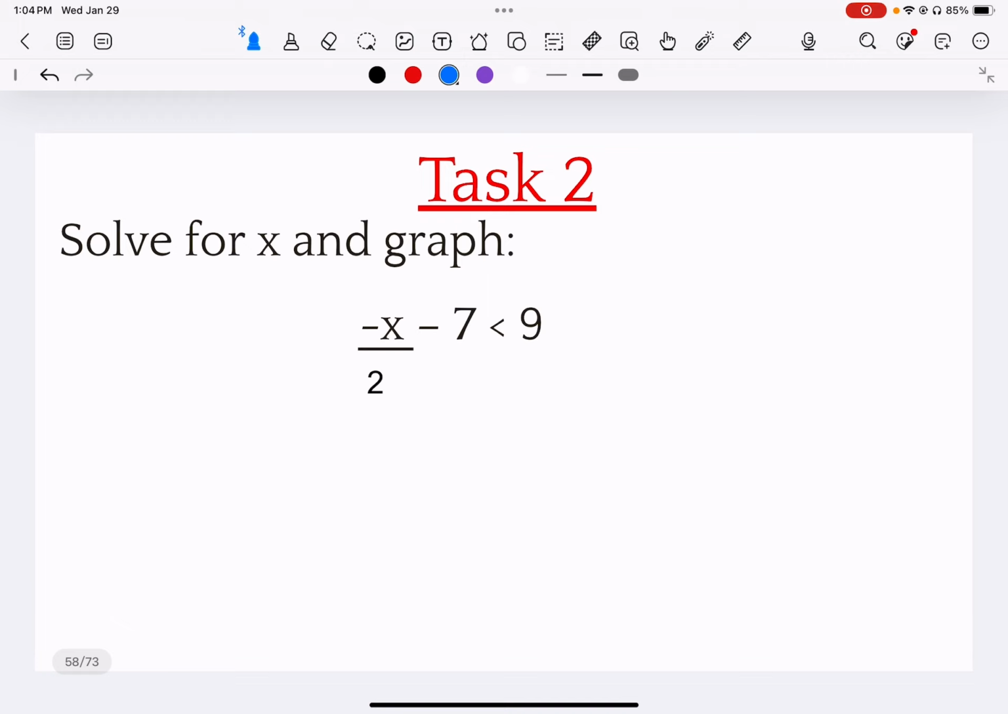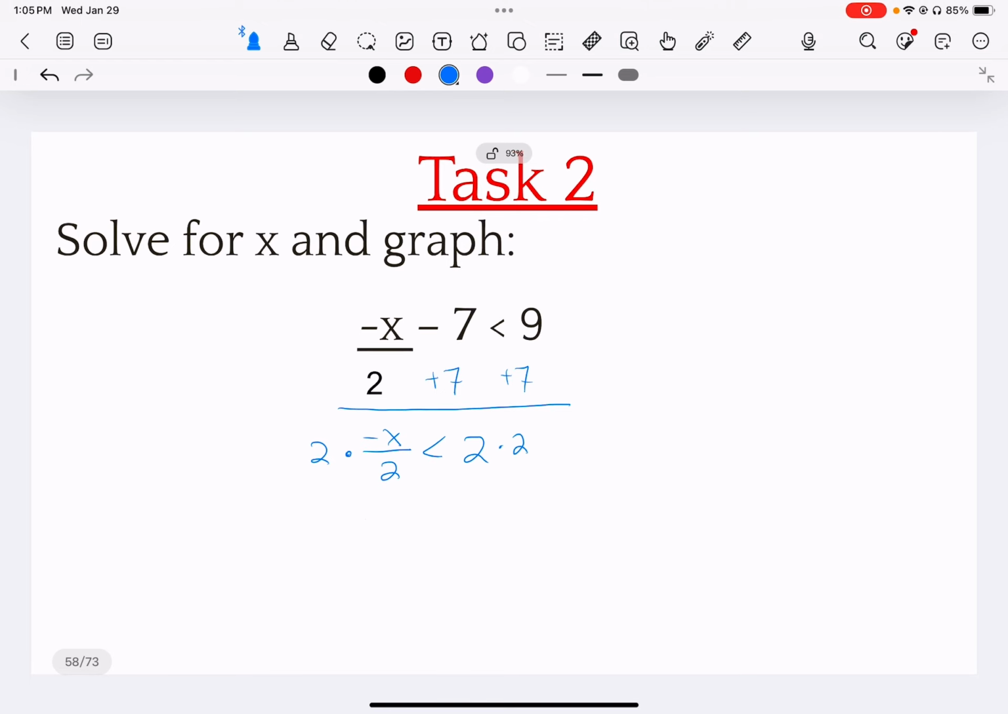Solve for x and graph. So I'm going to start by adding 7 to both sides. So I have negative x over 2 is less than 2. Now I'm going to multiply both sides by 2. So I'm left with negative x is less than 4. Now I have to divide both sides by negative 1. And anytime you multiply or divide an inequality on both sides by a negative number, I have to flip the way my inequality sign is pointing. So it's going to change to x is greater than negative 4.